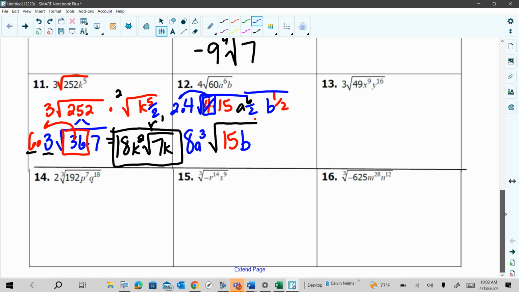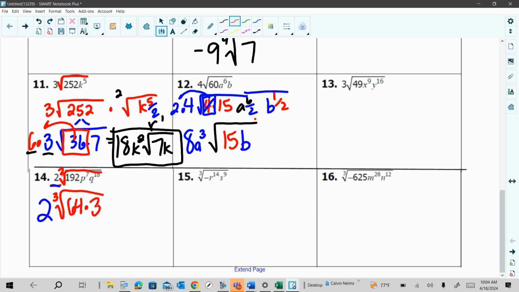Now, this is the same premise even if we have a cube root. Okay, now the index is 3. So we're going to end up dividing by 3. So if we look at number 14 here, the index is 3 here. That 2 is going to stay outside. I meant to do that in blue. All right, so I need a perfect cube that goes into 64 times what? 3. Times 3.